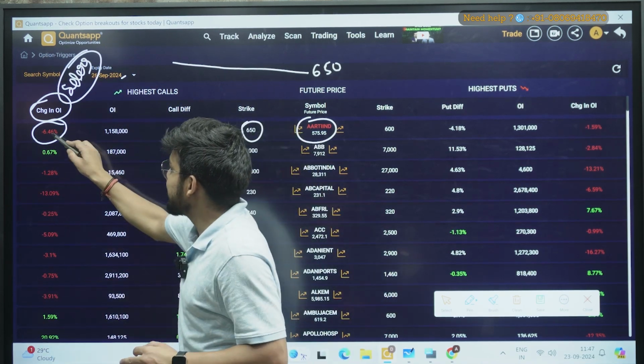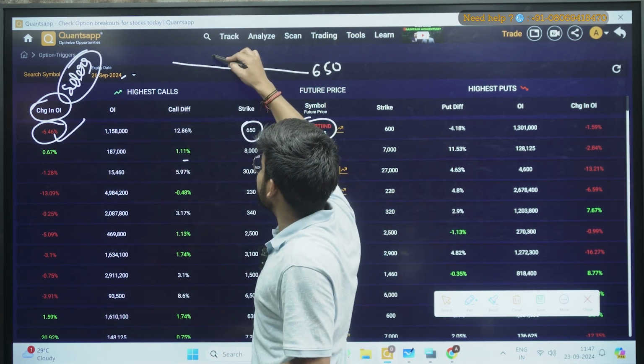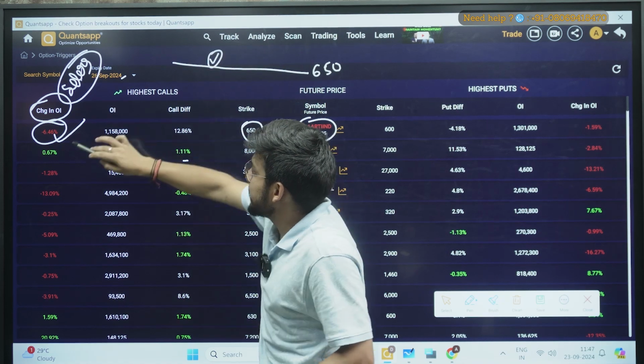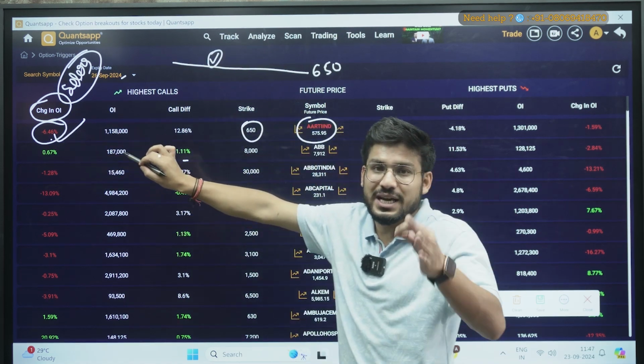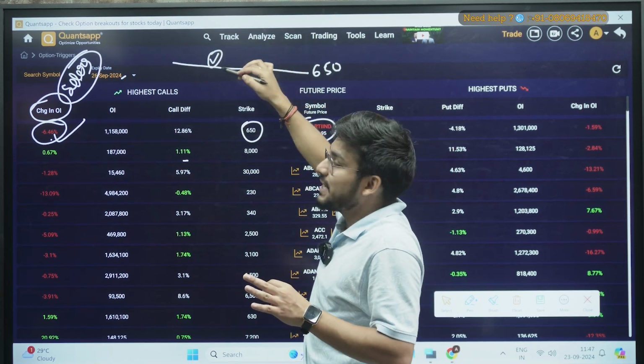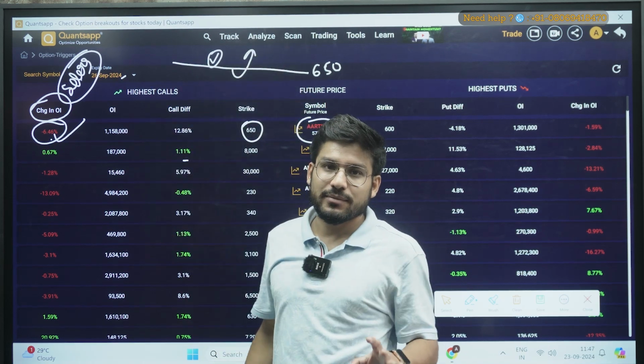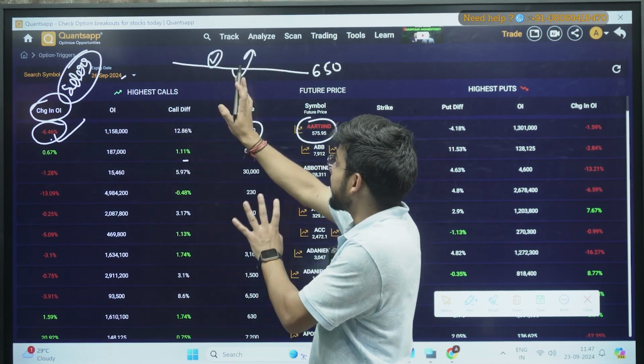The change in sellers is negative. Negative means they are taking exit. So if they are sitting on this level, 6.46% of the sellers have taken exit from this position. It means this level is now vulnerable, so it can be broken anytime, right? So this is what my trigger is showing me.